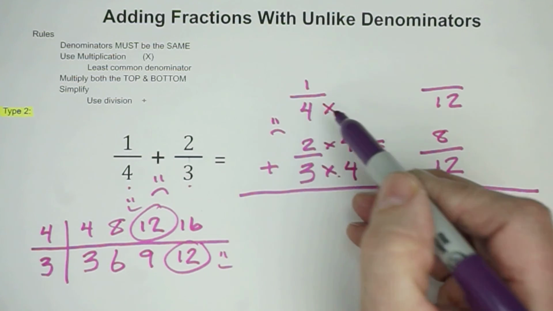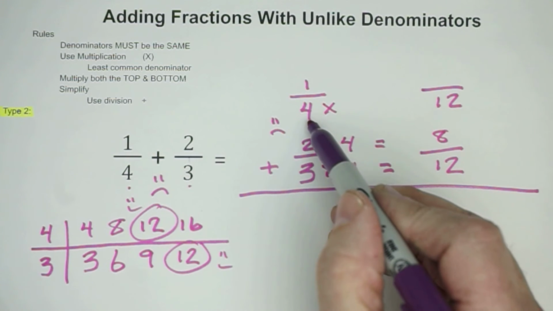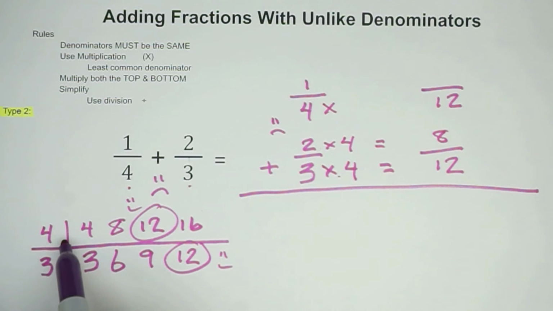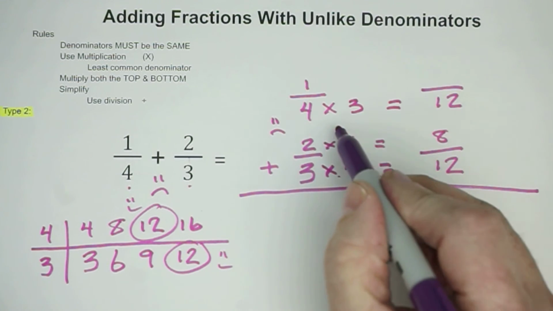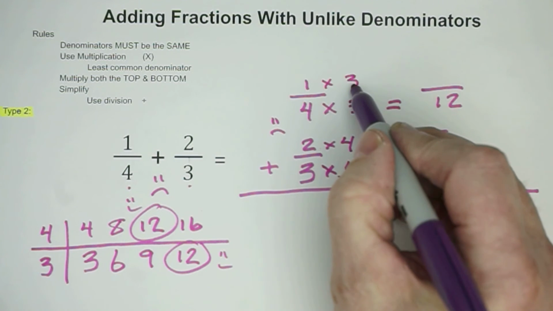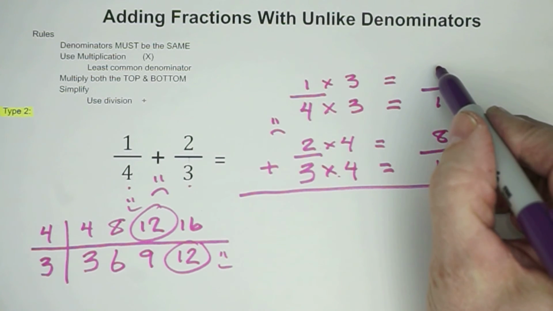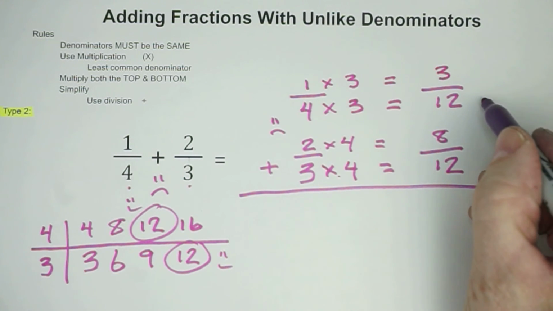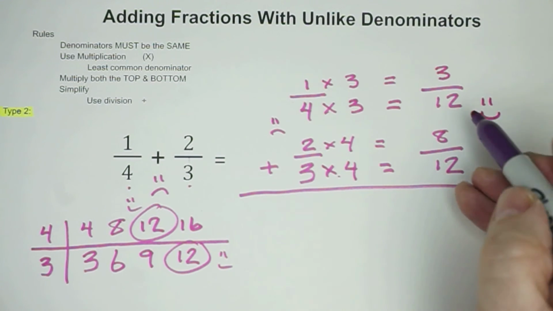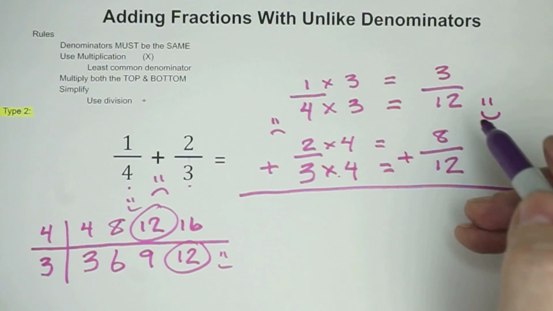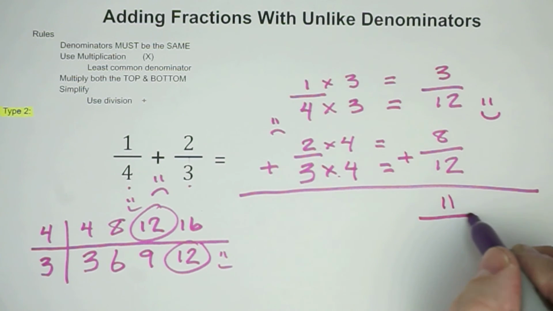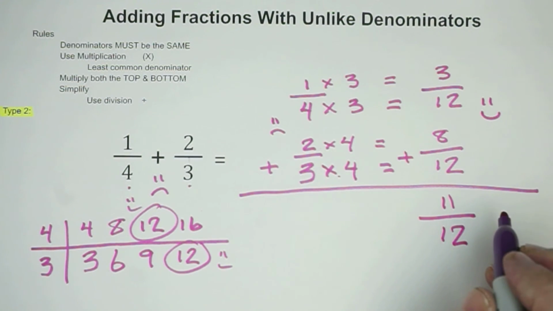We know that our operation was multiplication to turn 4 into 12. And when we did our multiples, that was 4 times 1, 2, 3. And whatever we do on the bottom, we're going to do on the top. So 1 times 3 is 3. And now we're happy because we have 12ths and 12ths, and we can go ahead and add those up. 3 plus 8 would be 11. And then our 12ths. And there is no need to simplify that.